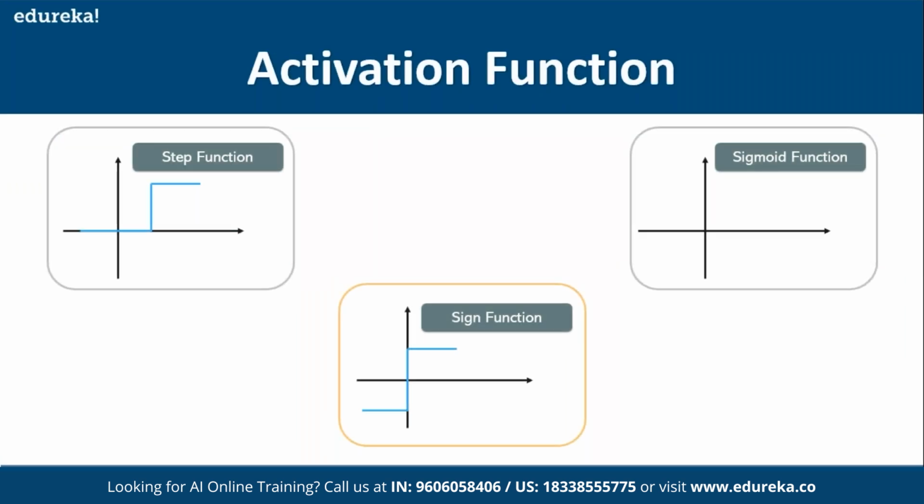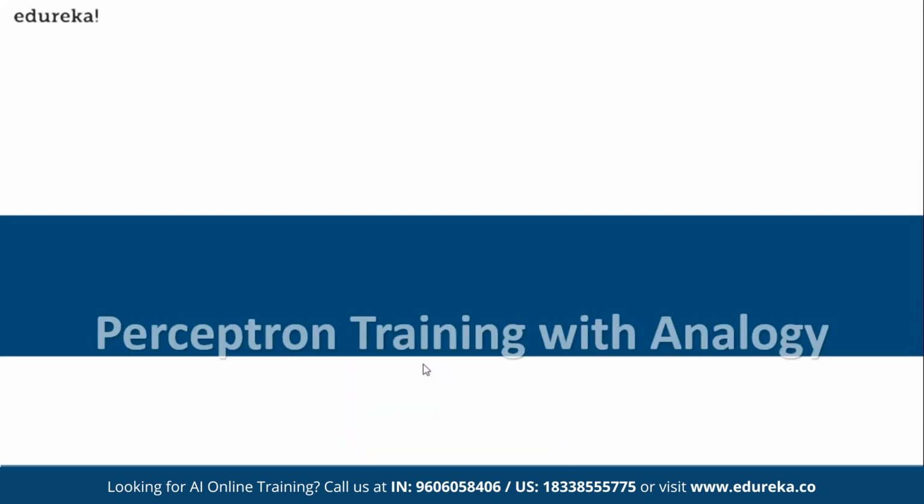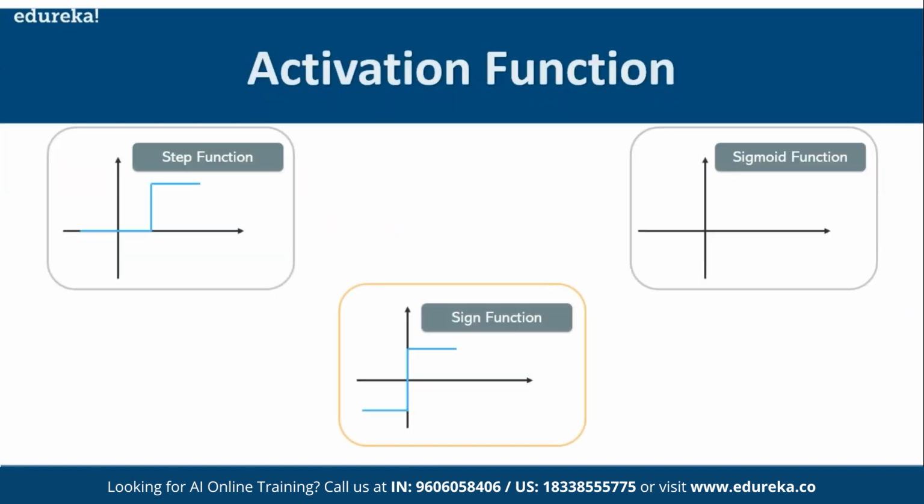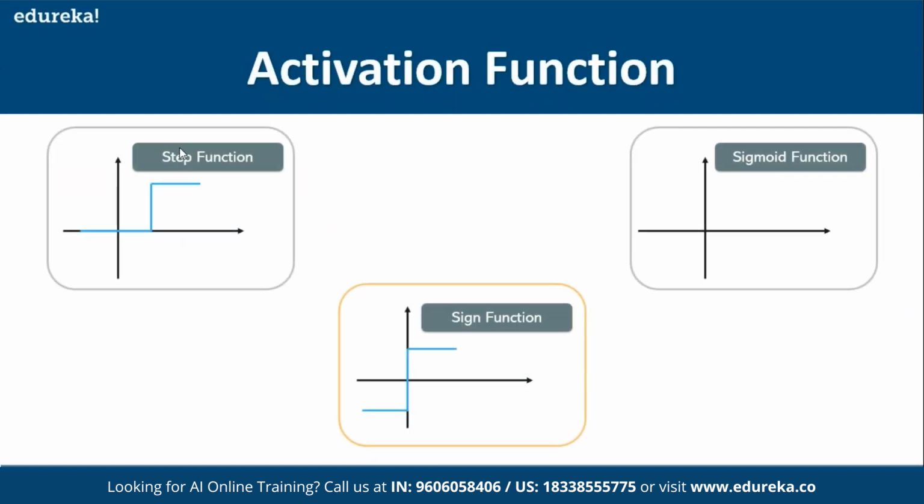There are various kinds of activation functions: step function, sigmoid function, sine function. Basically, if the value is between -1 to +1, you use the sine function. If it is between 0 to 1, you use a step function. If it is a yes or no mode, we use a sigmoid function. So activation is the various functions which we use.